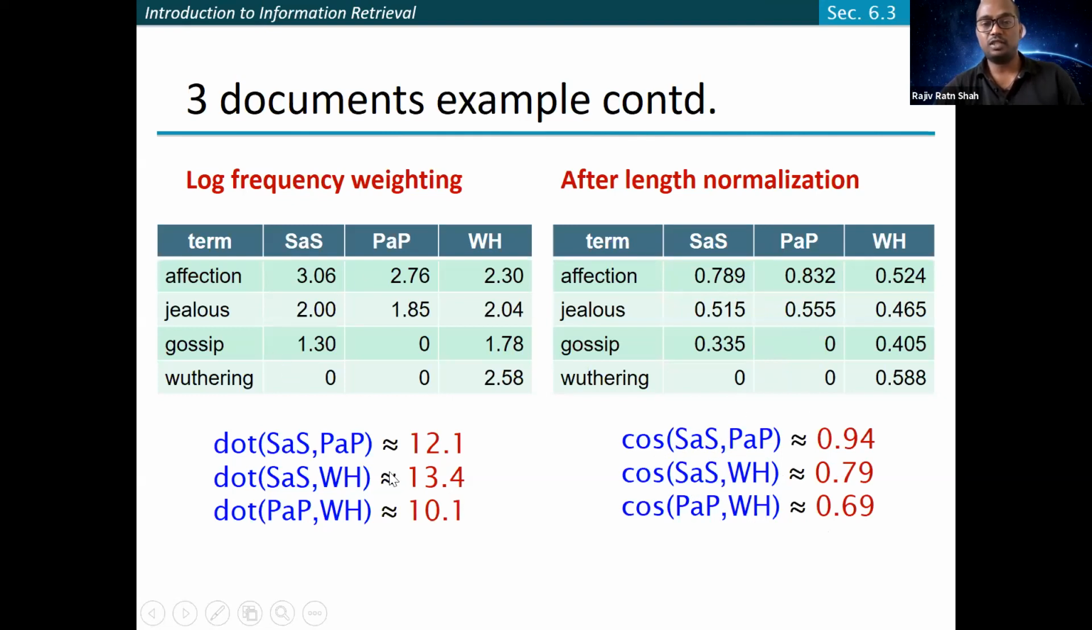So that's why you can see here, if you only consider the dot product without length normalization, you may end up with the wrong result. Like in this case, you can see here the SAS and WH is probably the most similar document, but ideally this is not correct, right? So that's why length normalization is very, very important when you're doing any information retrieval related stuff.